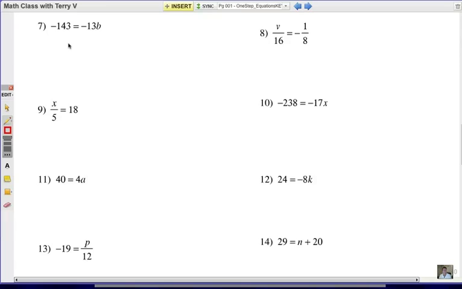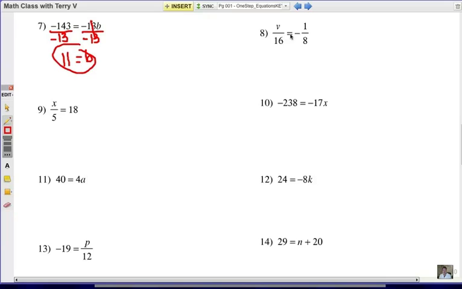So for number 7, it says negative 13b. As we know in algebra, if a number and a variable letter are squished together, that shows multiplication. So we are multiplying by negative 13. Now we need to divide by negative 13. Make sure you keep the sign the same. So we're going to divide both sides by negative 13. Now cross those out, because 13 divided by 13 is 1. 1b is the same as b. And of course those negative signs would give you a positive 1b also. Now when you divide that out, what do you get? 11. That's going to be a positive 11.